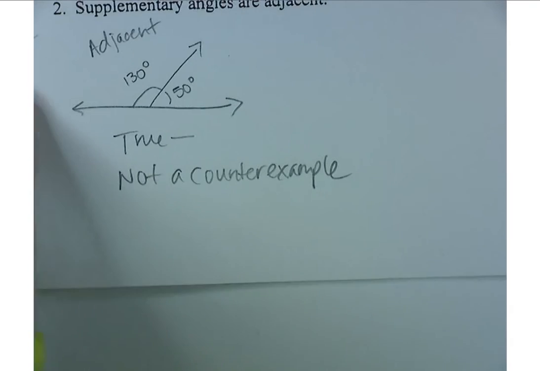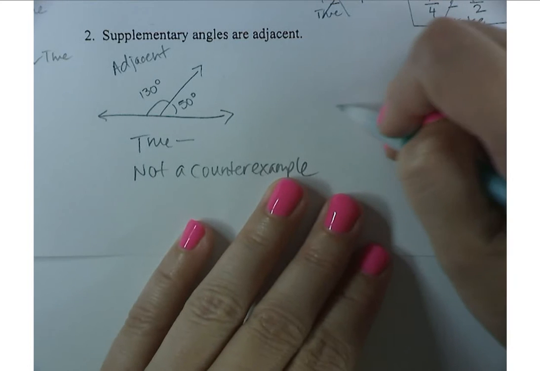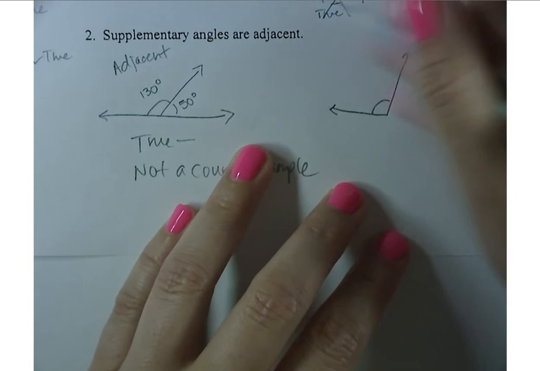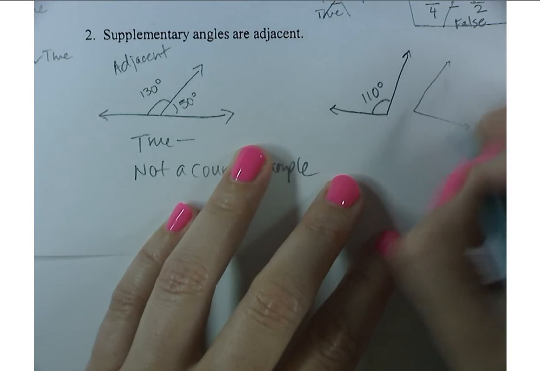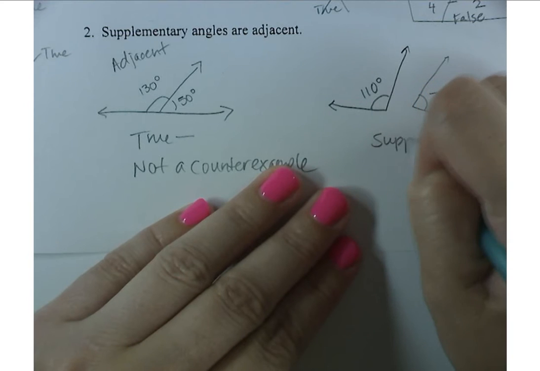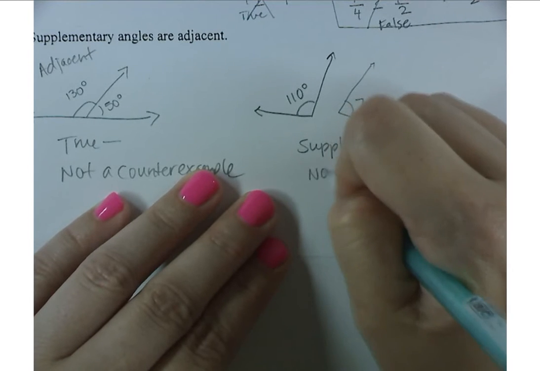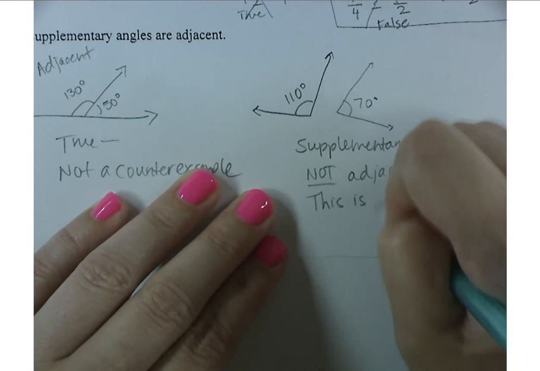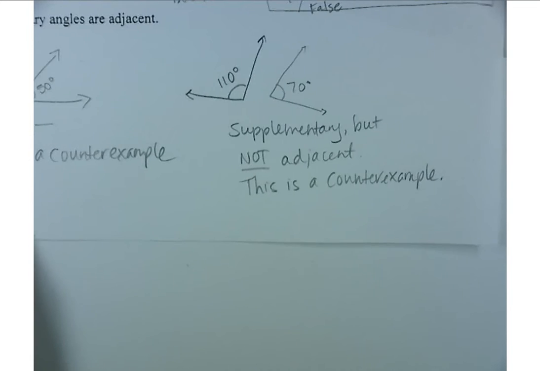And there are a couple different ways that you can draw your counterexample. So one way is just to draw them separately. Okay, so let's say this is 110, and this is 70. So they're not touching each other, so they're not adjacent. If they're supplementary but not adjacent, then this is a counterexample.